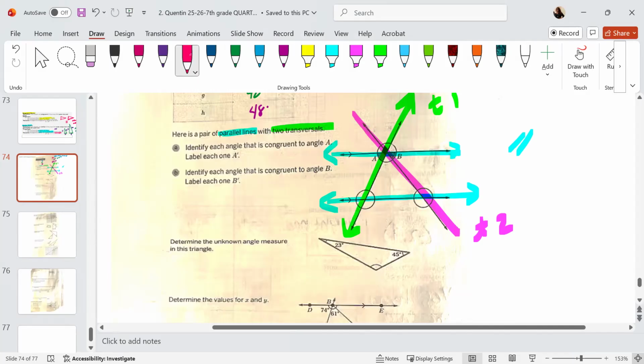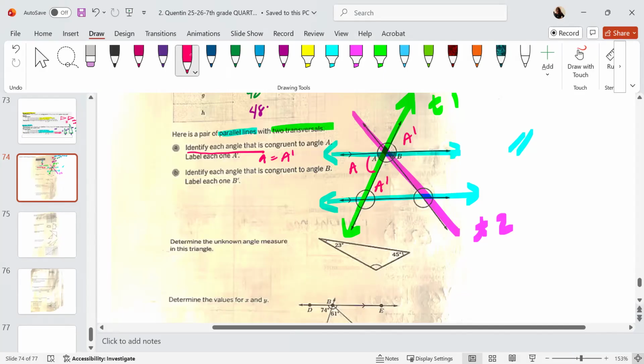That is congruent to A, so the entire circle on there is. Which one? No, I want you to identify each angle that is congruent to A, so you can label each one A prime, right? So A is equal to A prime, correct? Which ones are A prime? This one's A prime. So the entire circle. That one's A prime.